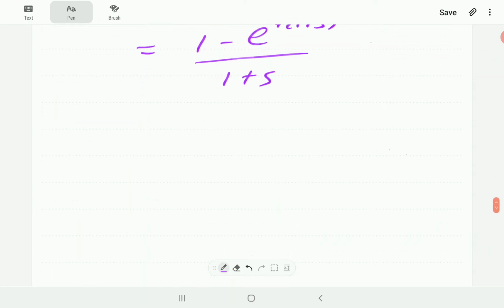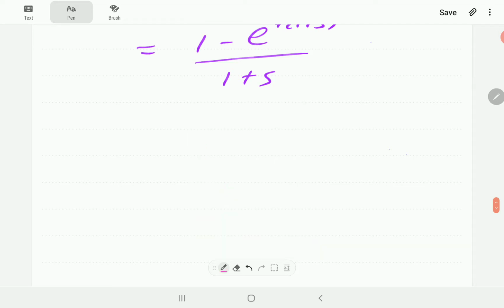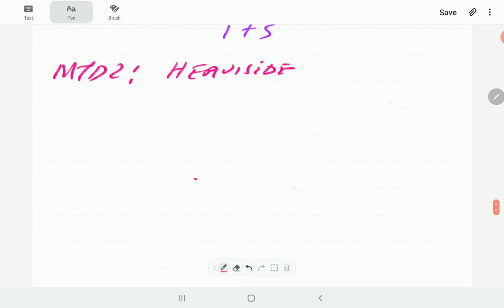Then in the second method, we are now going to use the Heaviside function. So it is a good idea for you to master both approaches, of course, because there are going to be cases where the one is more efficient than the other.